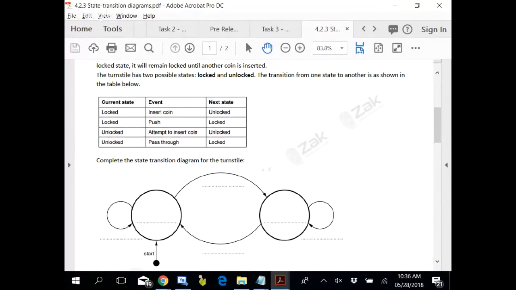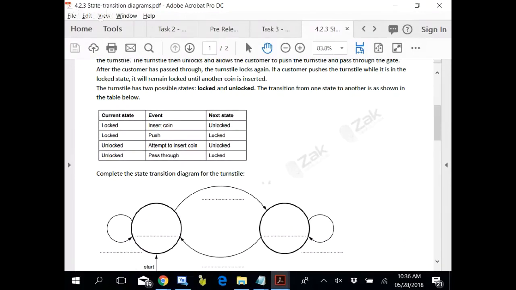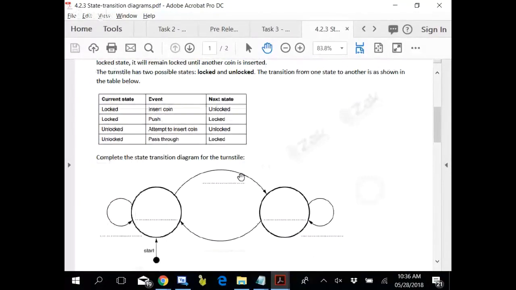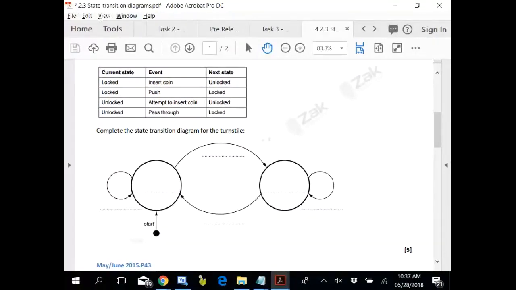This is a turnstile machine idea. A turnstile is a three leg door, which is actually at some supermarkets or sometimes at subways, where we insert a coin and it moves only one time. So it lets one person get in. So this turnstile gate has few states, which are locked and unlocked.